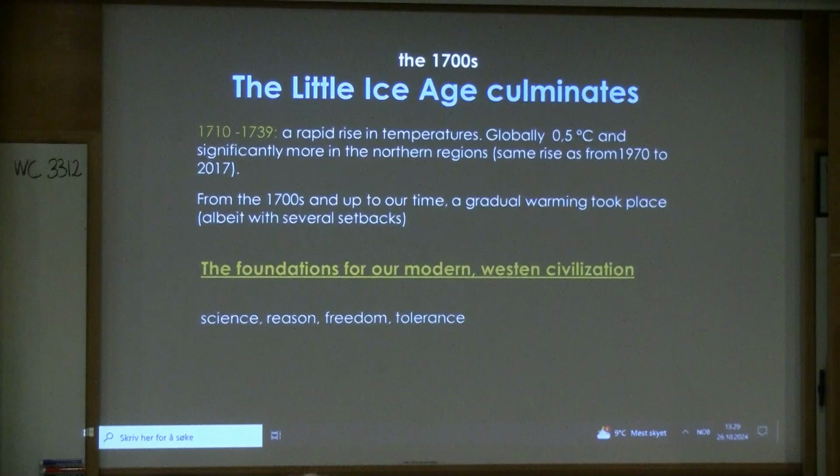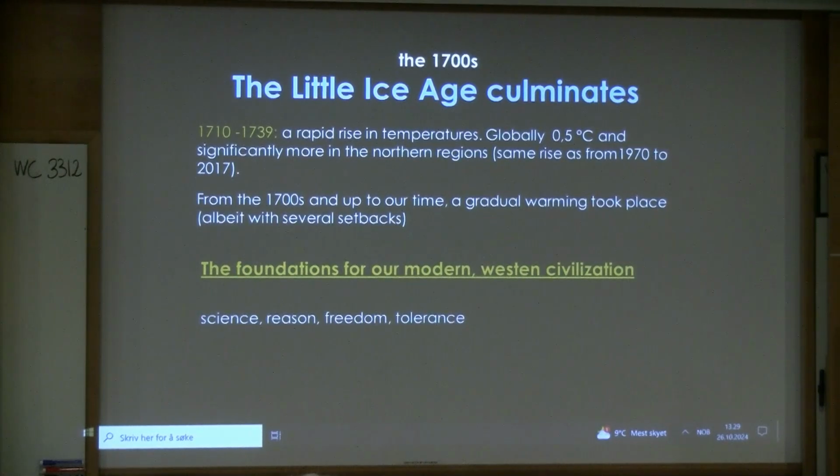Finally, the Little Ice Age culminates. And from the early 1700s, the first decades, there was a really fast rise in temperatures. Globally, about a half degree, and significantly more in the Nordic regions, the northern regions. And from the 1700s and up to our time, we've had a gradual warming, although with several setbacks.